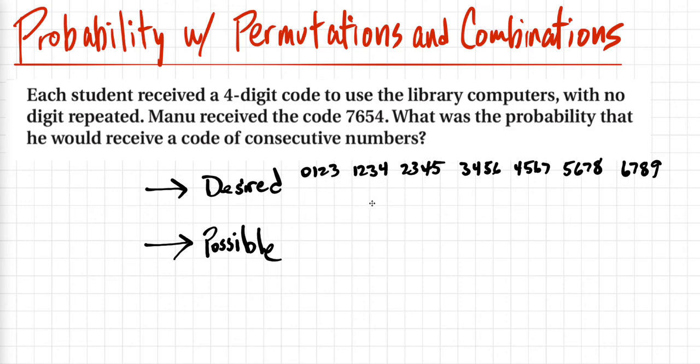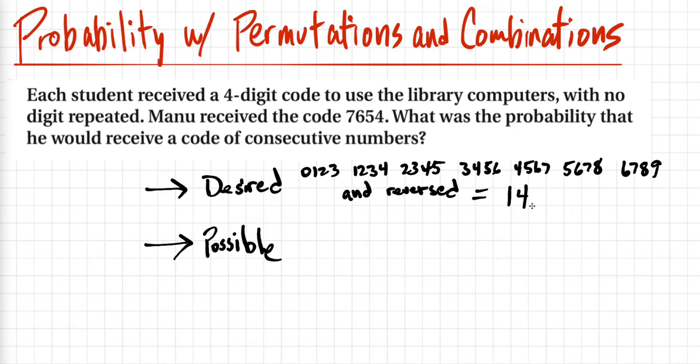Numbers going upwards. So they're still consecutive if they go downwards. So I've got 7 that are ascending. You don't have to use the word, but ascending means going upwards. And then I would have 7 that were descending. So we have a total of 14 different library computer passwords that are consecutive numbers.